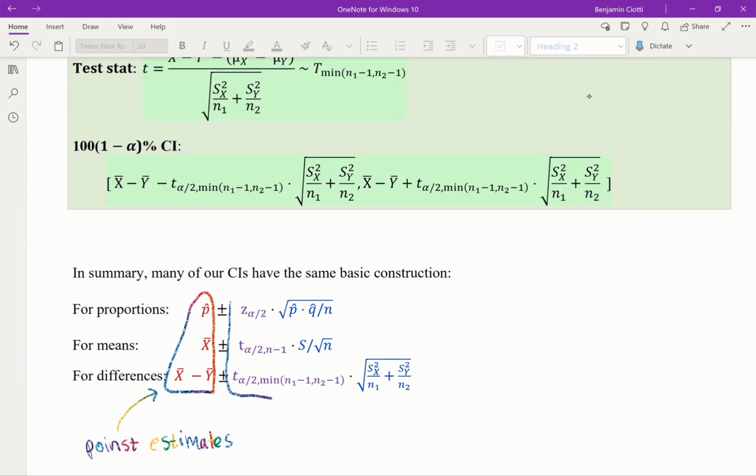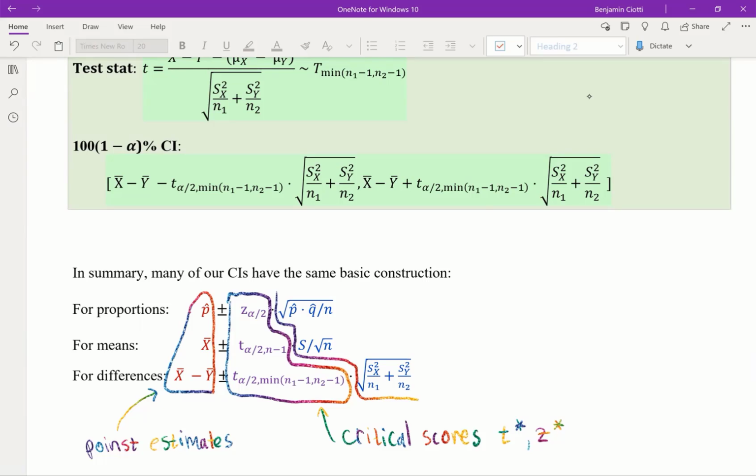They all consist of some critical value. Maybe it's a t-score, maybe it's a z-score. These are the critical values, critical scores, critical values. Sometimes we call them T star or Z star. And finally, we have our standard error, which is our best estimate for the standard deviation of the sample mean.